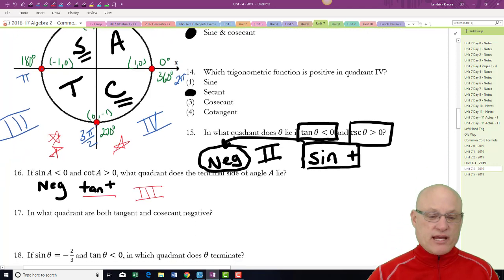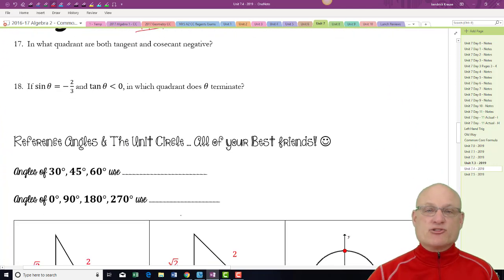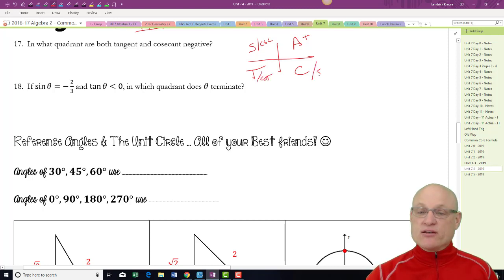In which quadrants are tangent and cosecant negative? So you know what? Let's pretend like I don't have that drawing up there. And I just want to go, oh, all students take calculus. That's all positive. Sine and cosecant. Tangent and cotangent. Cosine and secant are positive. In which quadrants are tangent and cosecant negative? Cosecant goes with sine. So where is sine negative and tangent negative? Sine negative means I can't use these. Tangent negative means I can't use these. So that means there's the big winner.